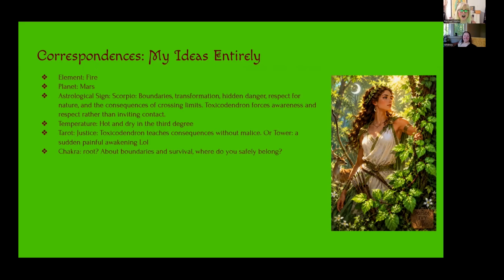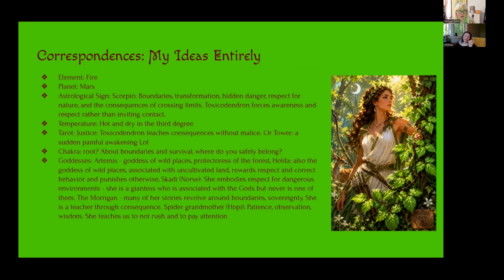So the chakra, I picked root chakra. So it's all about boundaries and survival. Like, where do I safely belong in the world? I can tell you it's not rolling around in the ivy. Sometimes you see ivy and oak as boundary markers, at the borders of where people live, and then around the borders is this ivy and oak. So it's about boundaries and survival.